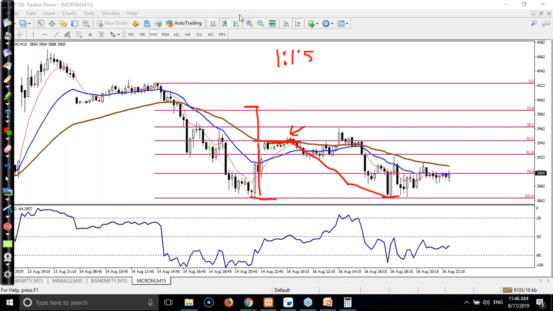Those people who have my crude oil YouTube video, the candle time is 15 minutes for entry and exit. To analyze the market, you always use the 4 hour or daily chart to find out support and resistance, and for trading, I use 15 minutes.